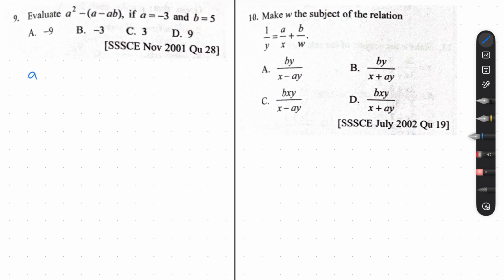So we have a squared minus a minus ab, right? So now we just substitute. A is -3, okay? So we have -3 squared minus -3 minus -3 times 5, okay?